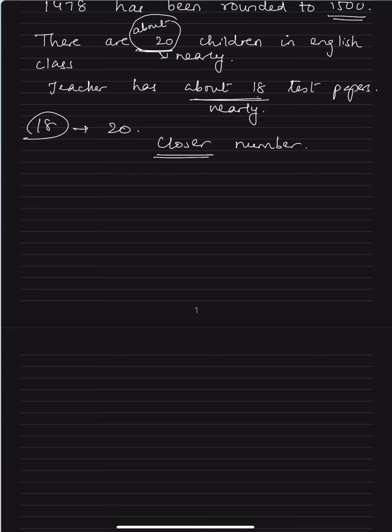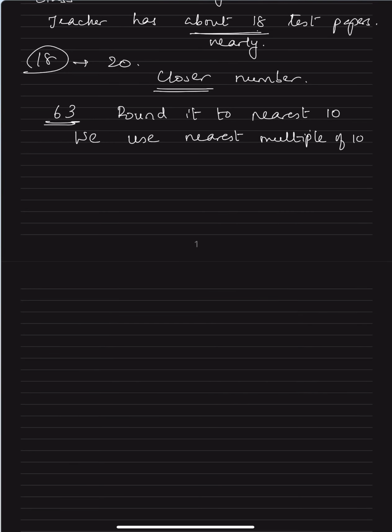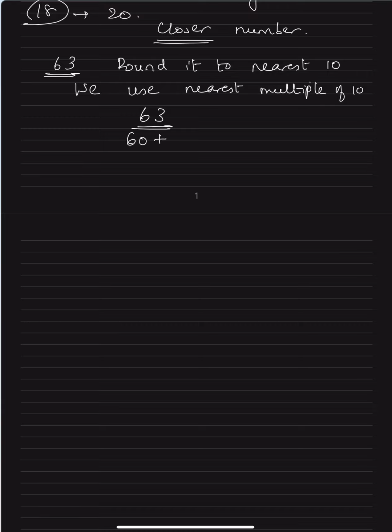Suppose we will write 63. I will say round it to the nearest 10. Round it to nearest 10 means we use the nearest multiple of 10. We will use nearest multiples of 10. Now 63 means it is nothing but 60 plus 3. 60 is 6 tens. This 63 is between 60 and 70. These are nothing but the multiples of 10.